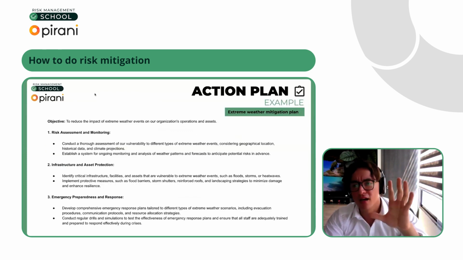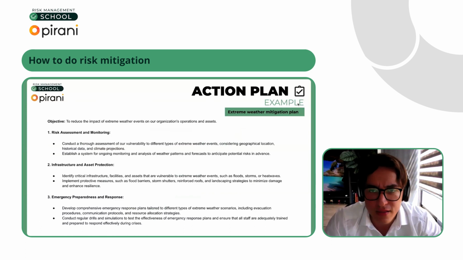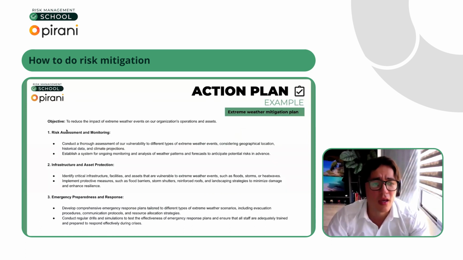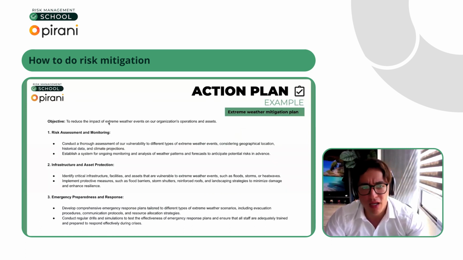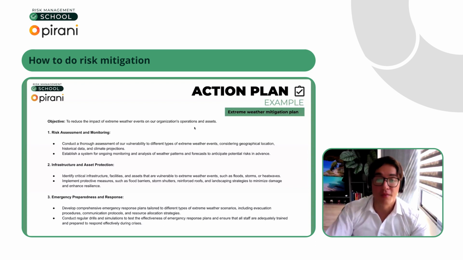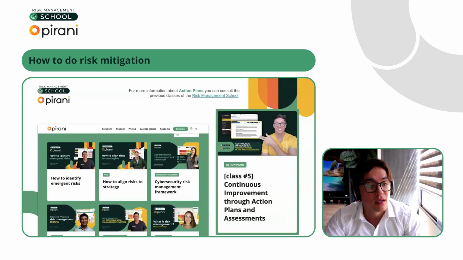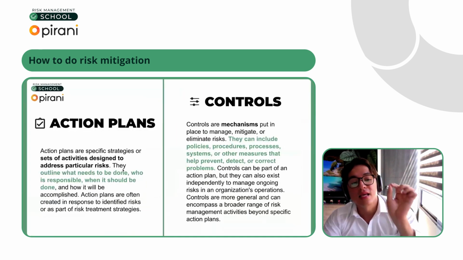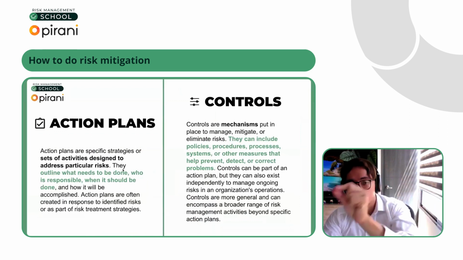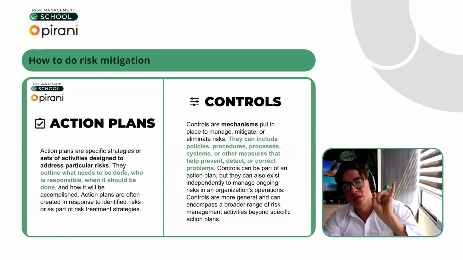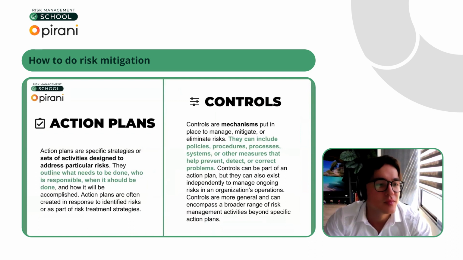And remember the tips. In this example of an extreme weather mitigation plan, we will have an objective: to reduce the impact of extreme weather events on the organization's operations. So what will be the objective of the action plan? Remember, we said that the action plan is a set of activities designed to address a particular risk and outline what needs to be done, who is responsible, and when it should be done.